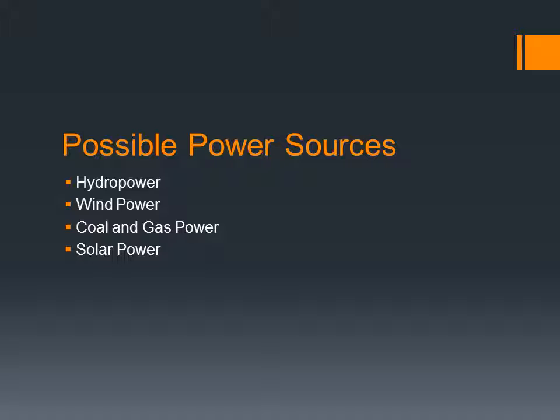For any area, there are several possible power sources. First, hydropower, wind power, coal and gas power, and solar power are the main options that are typically used as power sources. Elk City will need to decide which one of these power sources will be the most effective to power their town.